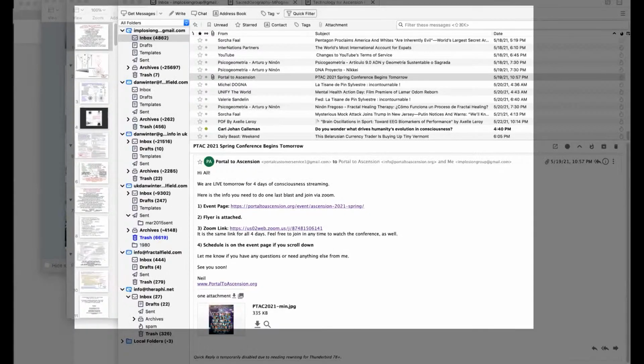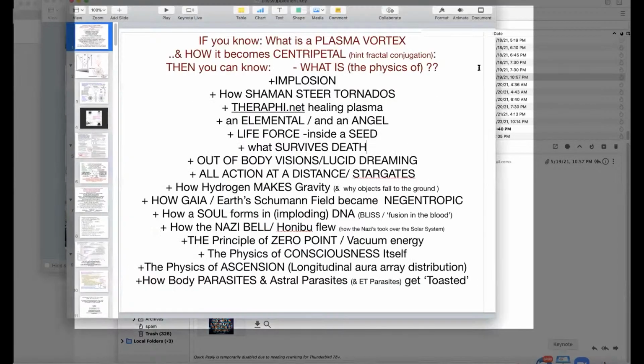This is the answer to the 16th question. Let me see if I get my slideshow up here correctly. So hopefully you are seeing.